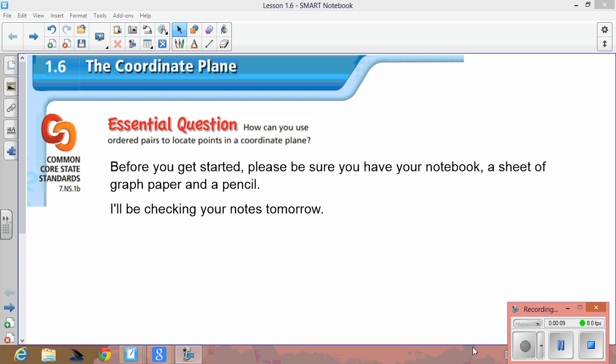Before we get started, please make sure you have your notebook, some graph paper, and a pencil. Please make sure when you're drawing the coordinate plane that you use a ruler and make some straight lines. Today, our essential question is to see how you can use ordered pairs to locate points in a coordinate plane. And if you don't know what a coordinate plane is, at the end of this lesson, you will.